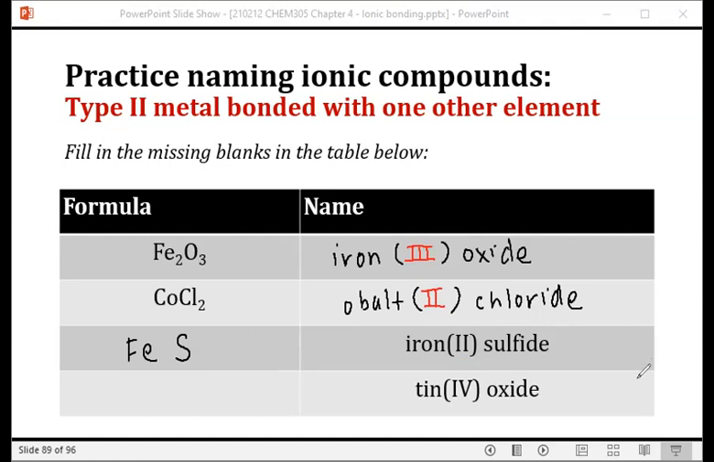Okay, next one, we have tin 4 oxide. So tin is Sn. We know it has a charge of 4 plus on every tin atom or tin ion that's in the formula. And then our anion is oxide, O, and each oxygen has a charge of 2 minus.